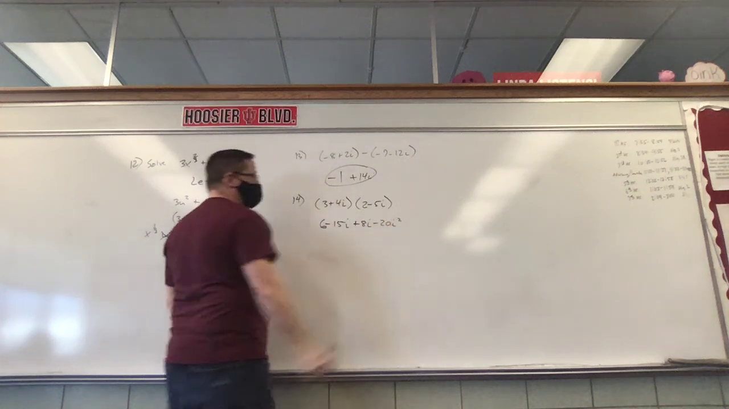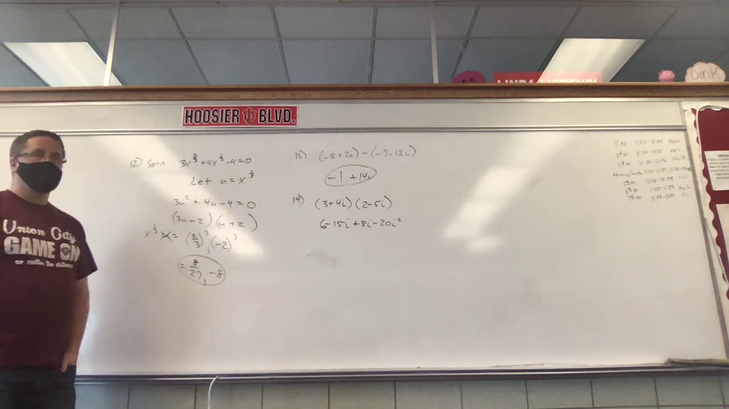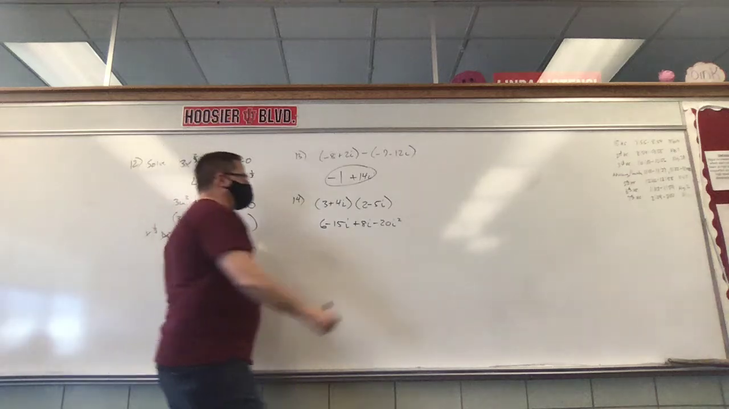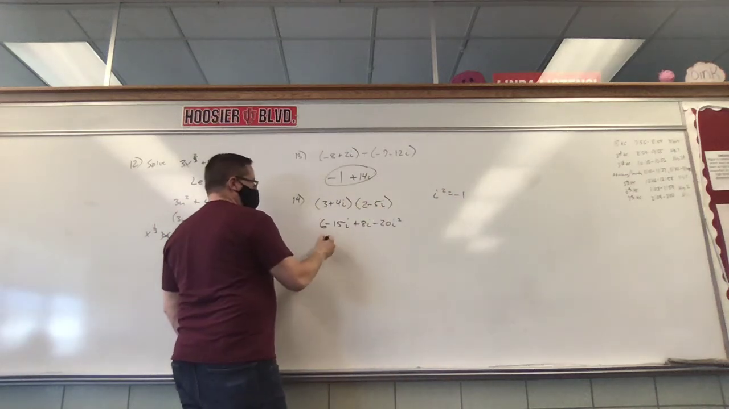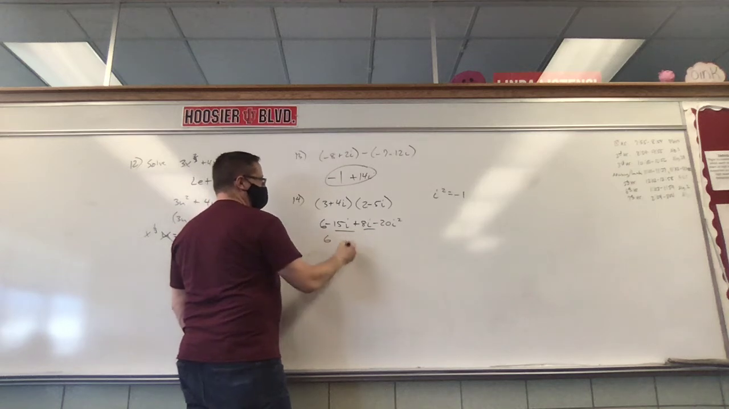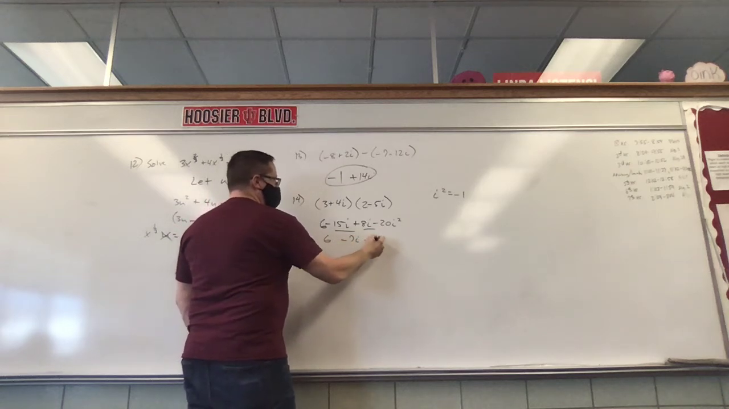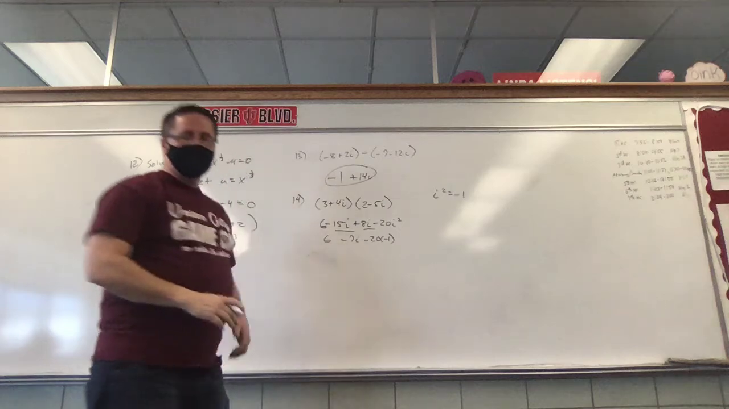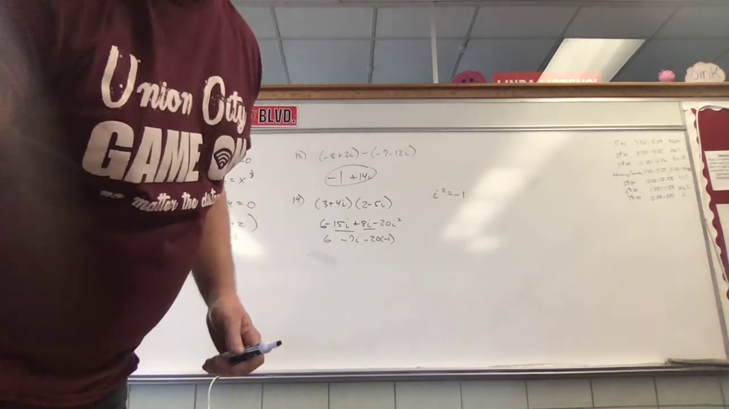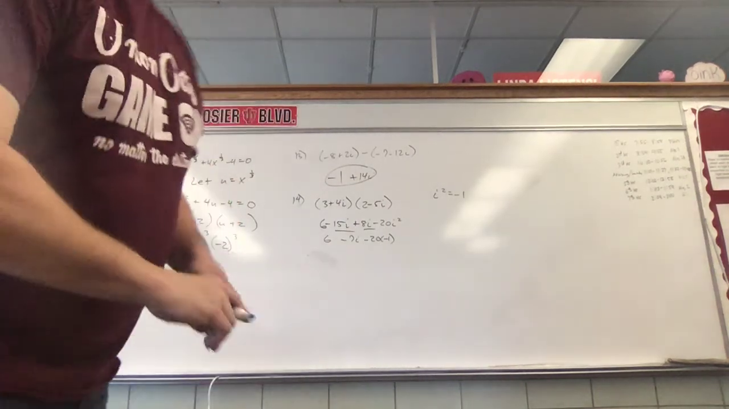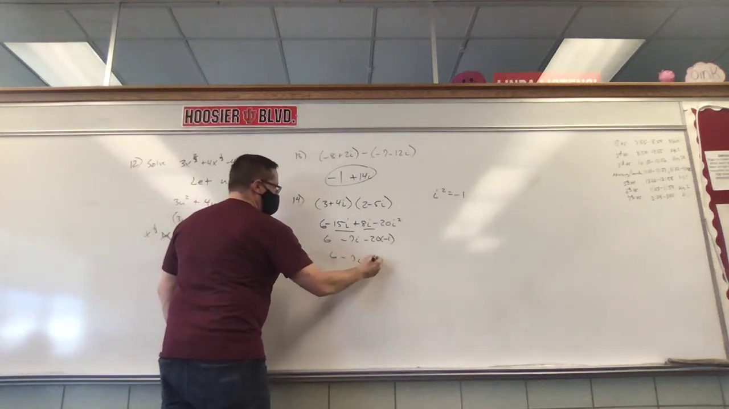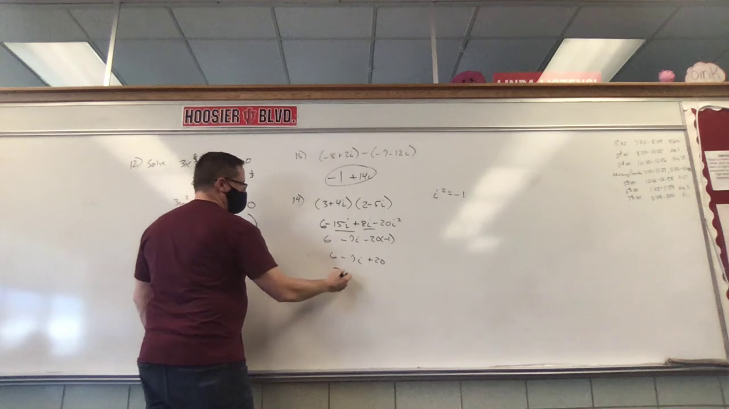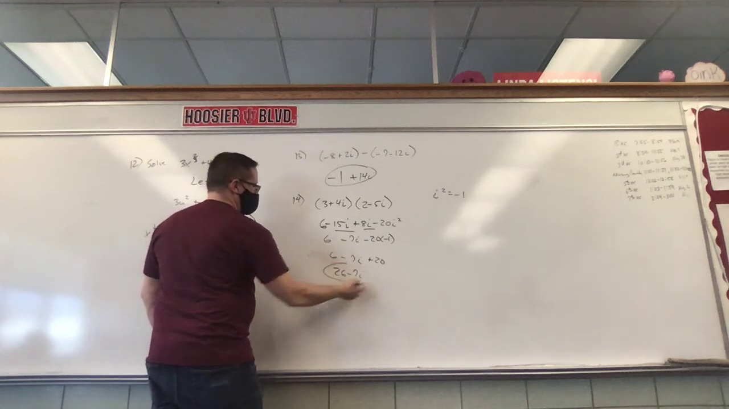You gotta remember what i squared is though. It's -1. If you don't have that memorized, you better write it down. i squared is -1. So I'm gonna show my steps here. I have 6. I can put those together and you get -7i. Then -20 times -1. So what's that i squared do to -20? Makes it a positive 20. So 6 minus 7i plus 20. So our final answer is 26 minus 7i.